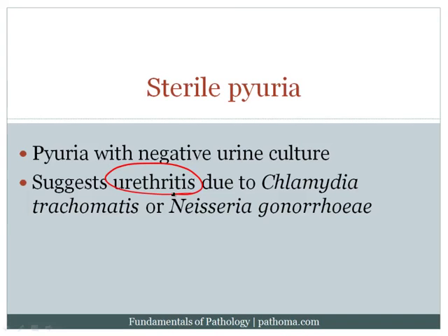And remember, the culture was the gold standard for making the diagnosis of cystitis. So when you have pyuria, but you have a negative culture, you're thinking about urethritis. And that's important because the key organisms then become chlamydia and Neisseria.